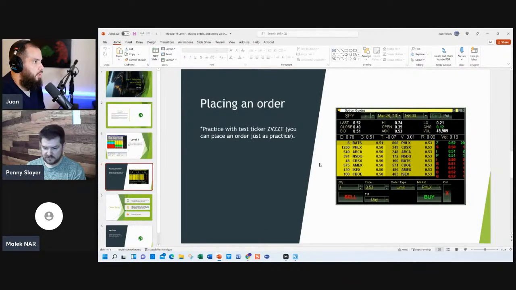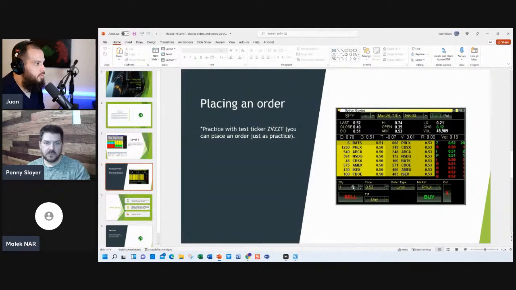So when you place an order, a good thing to do is practice with this ticker here, CVZZT. If you have an actual broker, you don't even have to have paper trading, you can practice with this ticker. You can buy and sell this, and it's not real money, even if you have your own broker. It's a practice ticker on the stock market, where you can buy and sell these stocks, and it doesn't count as cash. It's just a ticker made to practice.